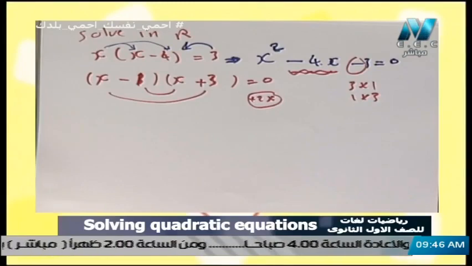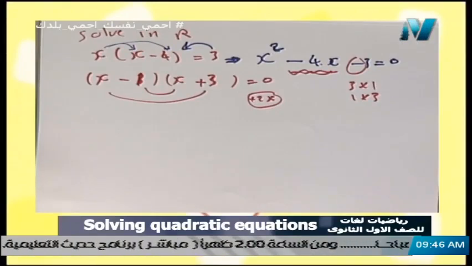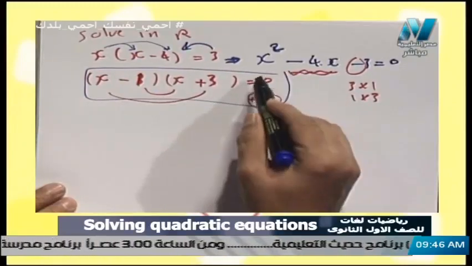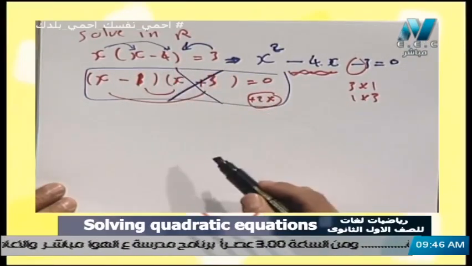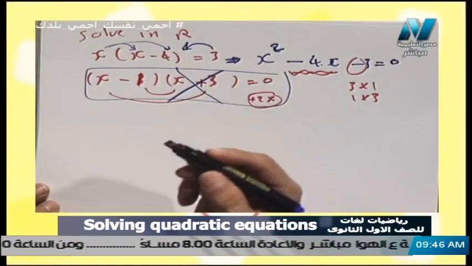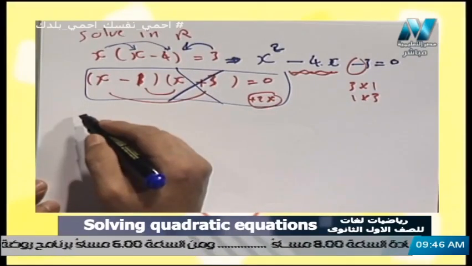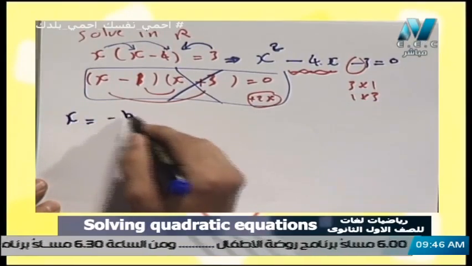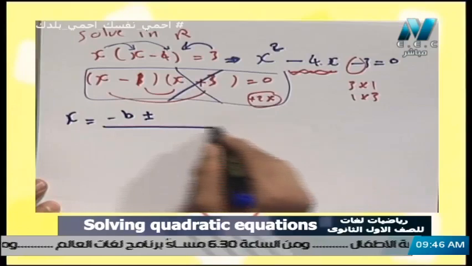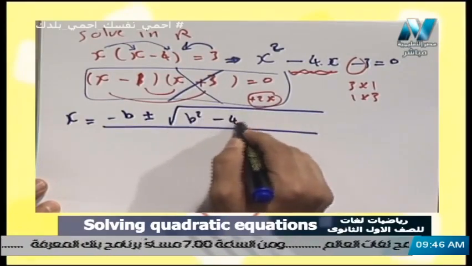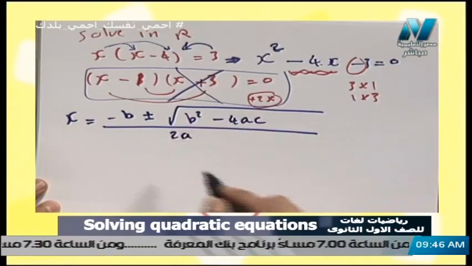So we know now that using factorization is false, or we cannot use factorization. So it's useful to find it by using the formula, which is x equals negative b plus or minus square root b power 2 minus 4ac over 2a.